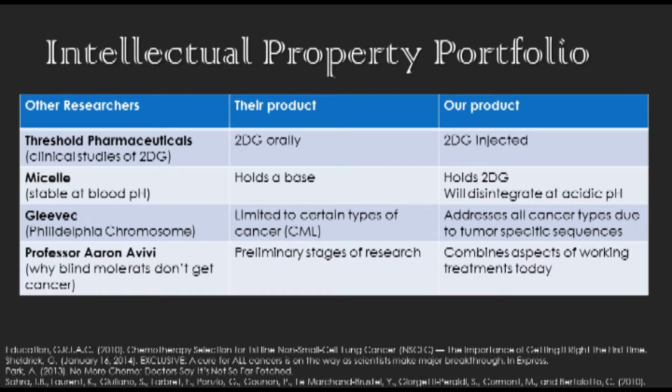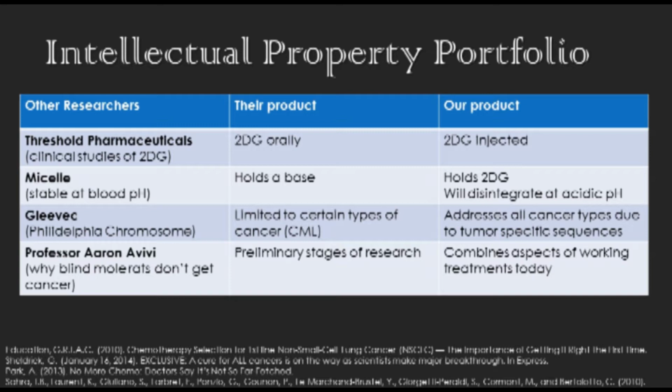And we have 4 competitors for our product. Threshold Pharmaceuticals researches the oral administration of 2DG in rats. However, our product will be administered via IV drip or injection, as I said. And MyCell is a transport system that is stable in the pH of blood. However, it disintegrates in the acidic environment of tumor cells, which is what we want. So we will be licensing this patent. And instead of the base that MyCell originally uses, we'll be replacing it with 2DG.